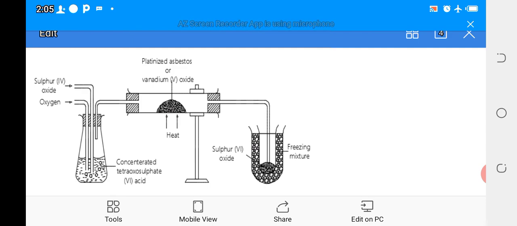This particular step that we are talking about here in this diagram is a very important step in the contact process, when we get to the preparation of tetraoxosulfate 6 acid by contact process, which we shall look at in the next lesson in this week 9 topic.